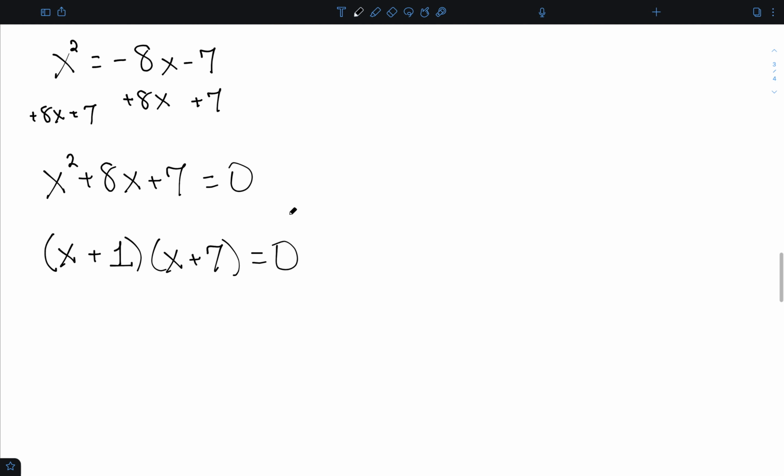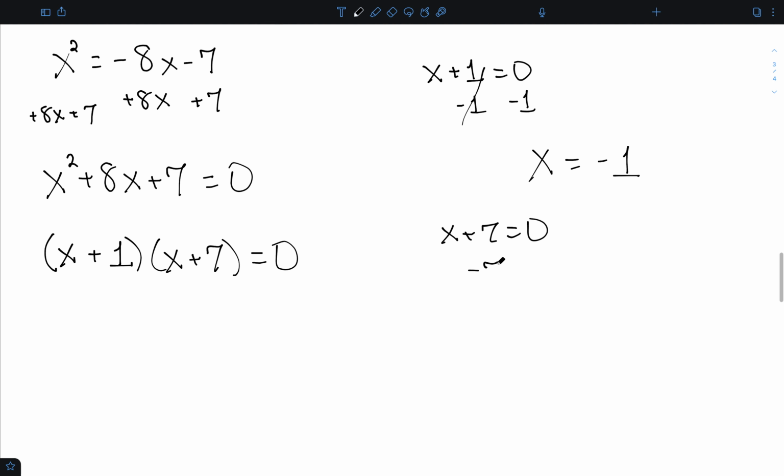So now I have a product equal to 0. So I'm going to set each piece equal to 0. X plus 1 equal to 0 and x plus 7 equal to 0. Subtract 1 from both sides and I have x is equal to minus 1. Subtract 7 from both sides and I have x is equal to minus 7. So my two possible solutions here are x equal to negative 1 and x equal to negative 7.